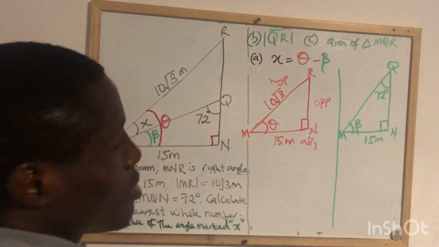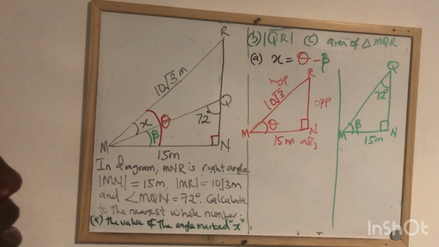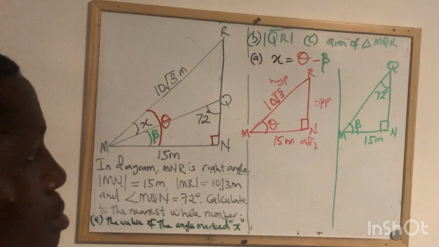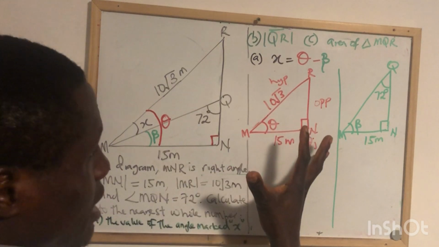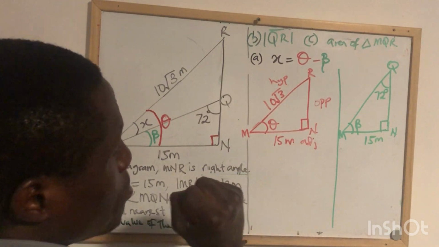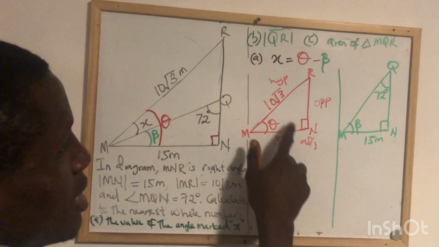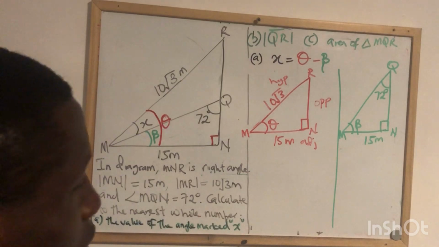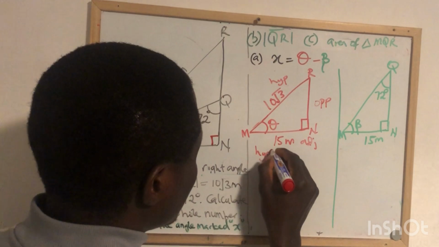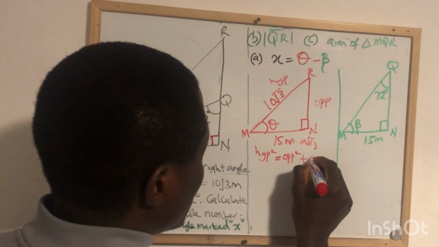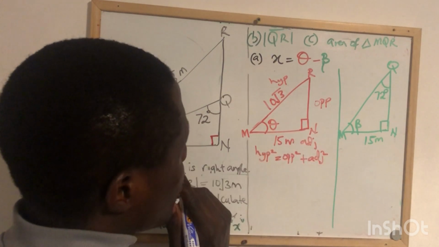In a right angle triangle, we can only apply two principles in calculating angles or sides. You can apply Pythagoras theorem or trigonometry ratio. In this case the applicable one is Pythagoras theorem, because we have two sides of the right angle triangle, adjacent and hypotenuse. So it's better we use the Pythagoras rule, which says hypotenuse square equal to opposite square plus adjacent square.